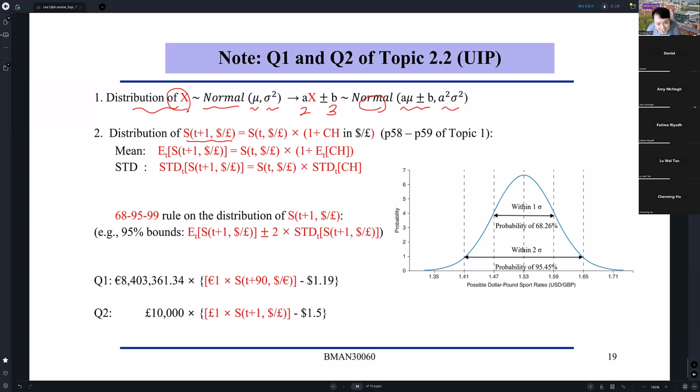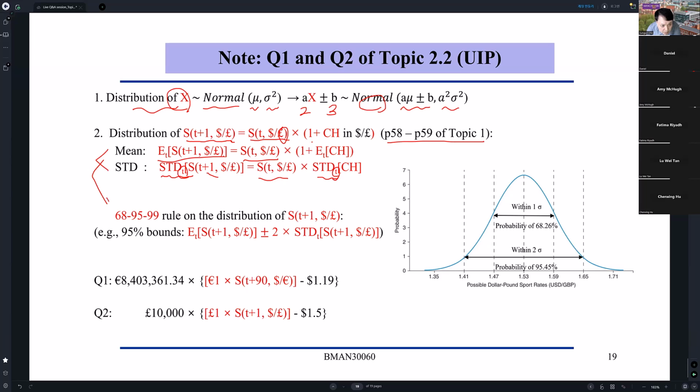So the future exchange rate is equal to the current exchange rate times 1 plus change, specifically change in dollar per pound. So pound is in the denominator everywhere here. This is pages 58 to 59 of topic 1. And we learned these two. The conditional expectation of the future exchange rate is today's exchange rate times 1 plus the expectation of change. And the standard deviation of the future exchange rate is equal to the current exchange rate times the standard deviation of change. Everything is on the time t information set, so conditional standard deviations.